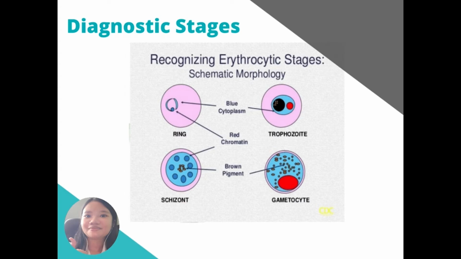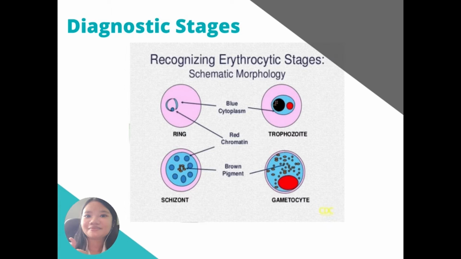For malarial infections, it is necessary to recognize the 4 primary erythrocytic stages of the organism as a means for identification. These are the ring form, the trophozoite or growing form, the schizont or dividing form, and the gametocyte or sexual form. First is the ring form, which is characterized by a blue cytoplasmic ring connected to a red chromatin dot.